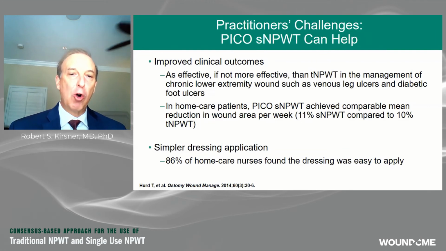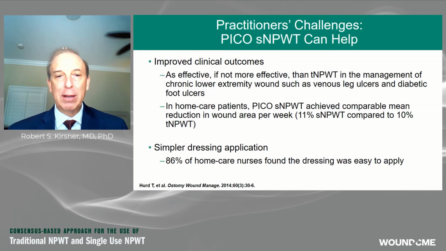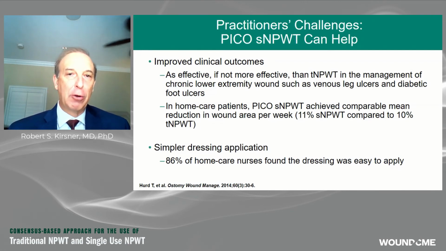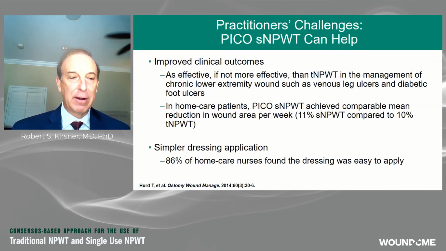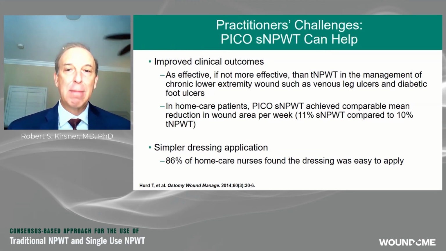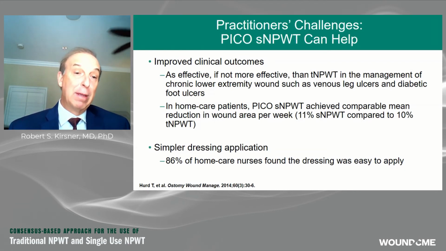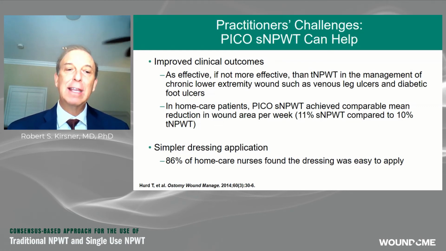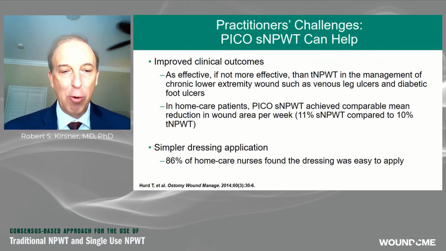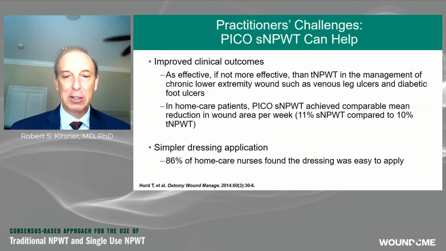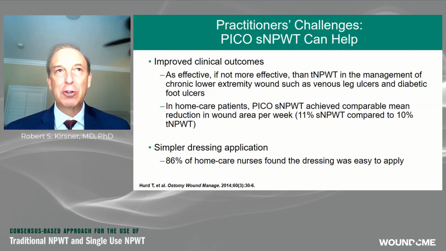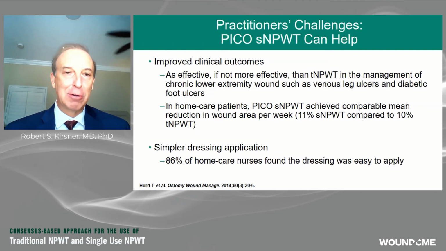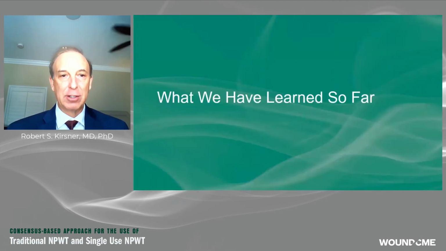And when you looked at home care patients, that mean reduction in wound area per week was the same with the PICO device compared to traditional negative pressure devices. So several different studies, or early studies, suggest that these may be equal or maybe even more effective, and certainly easier to apply. 86% of home care nurses found the dressing very easy to apply. And we know that traditional negative pressure wound therapy application may be complicated and complex.